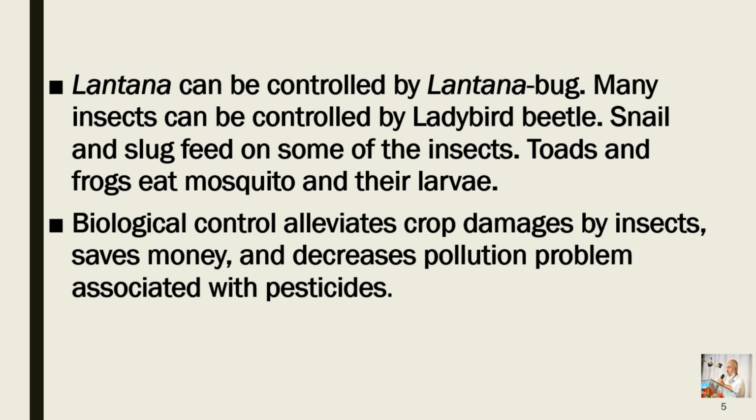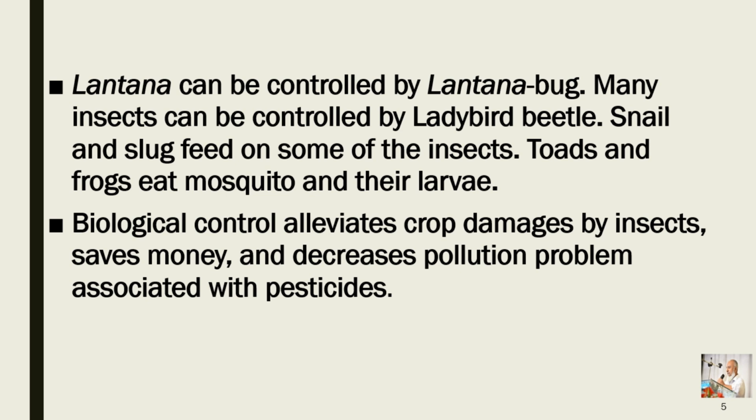Lantana can be controlled by the lantana bug. Many insects can be controlled by the ladybird beetle. Snails and slugs feed on some of the insects. Toads and frogs eat mosquitoes and their larvae. They can be used as a bioagent.